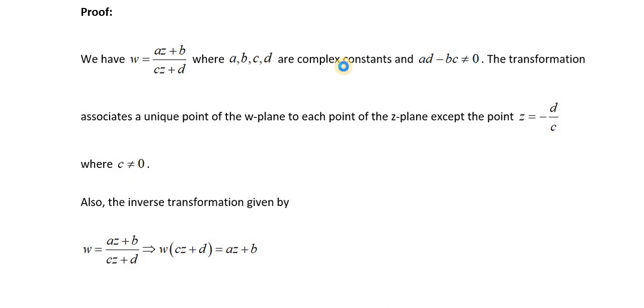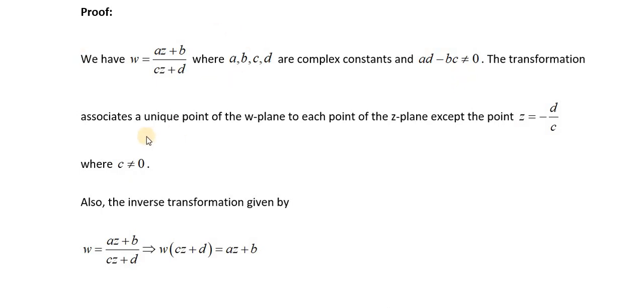An example of complex constants: A equal to 2 plus 3i, B equal to 4 plus 5i, C equal to 7 plus 16i, D equal to 8 plus 2i. These are all complex constants. Substitute those A, B, C, D values, then find the AD minus BC value, and we are going to get a value not equal to 0. Complex constant means any real number plus a real number times i.